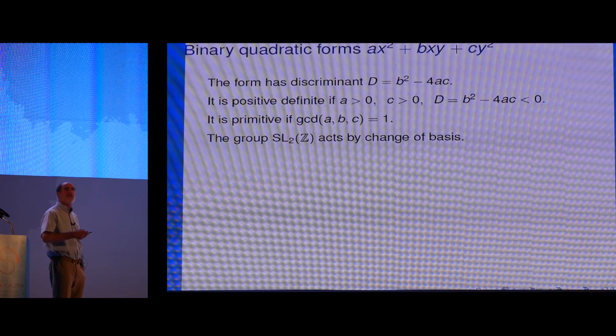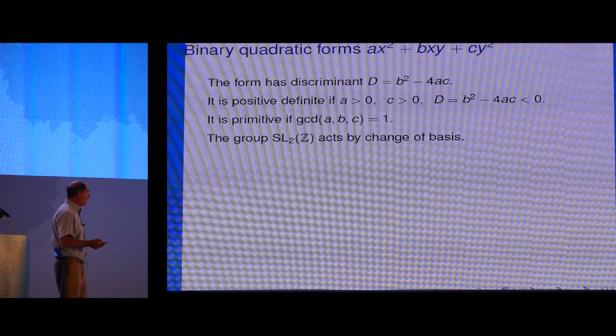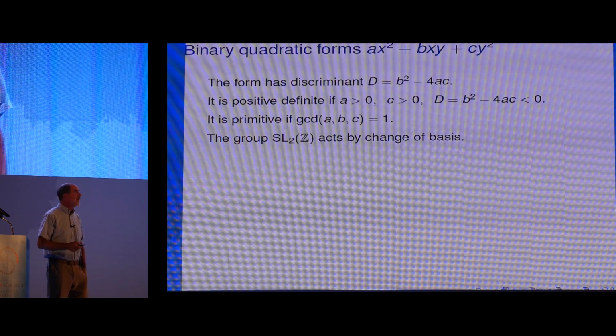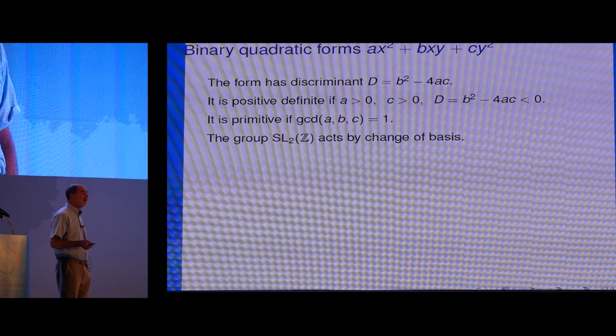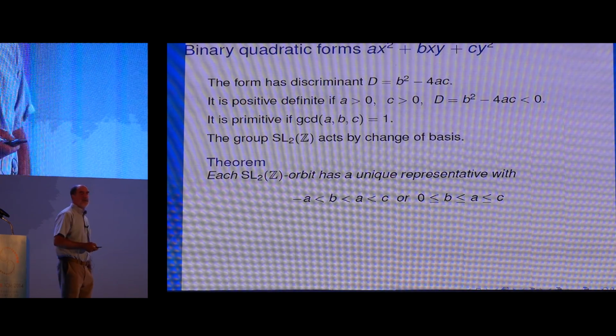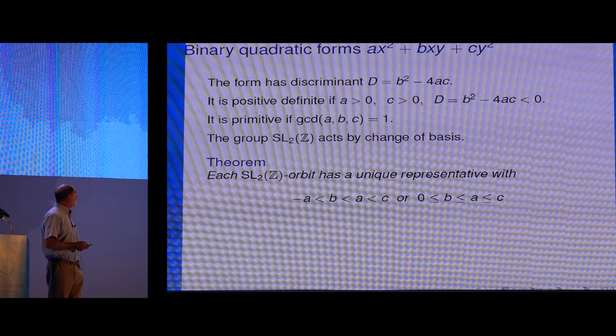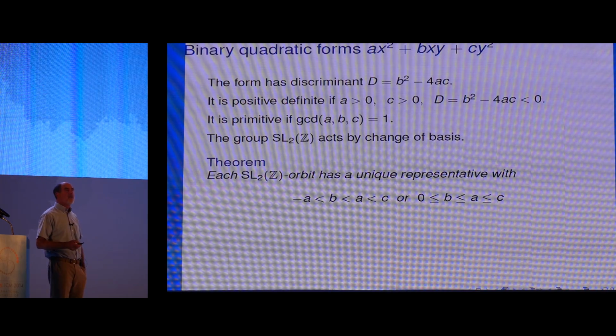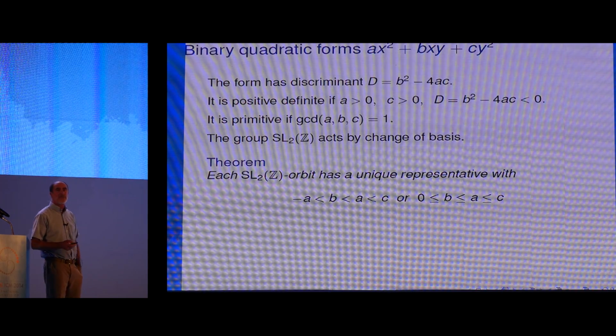And they considered two forms equivalent. Let's say two forms are equivalent if one is taken to the other by an element in SL2. And that's the group action. And they proved, first of all, that every orbit contained a unique representative where the coefficients satisfied these inequalities. Those are called reduced forms.